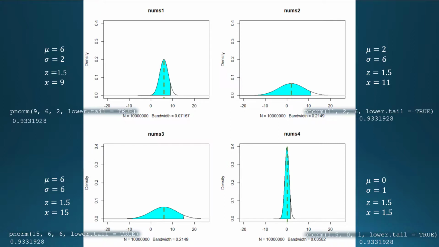So hopefully that helps. To further cement this, I have the practice problems that are posted as of this recording that should help. And we'll return to doing hypothesis testing next week.